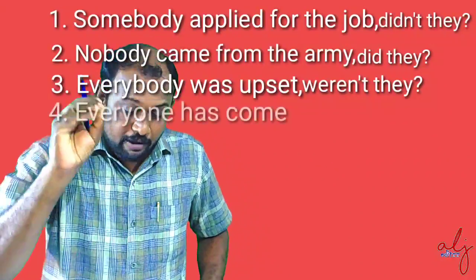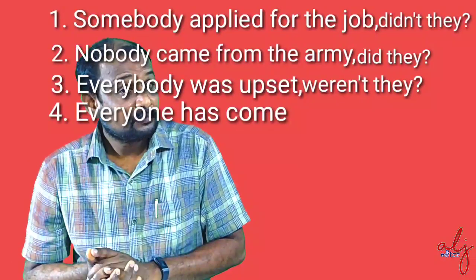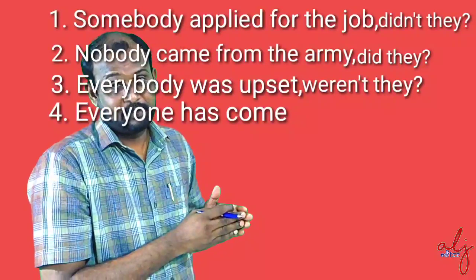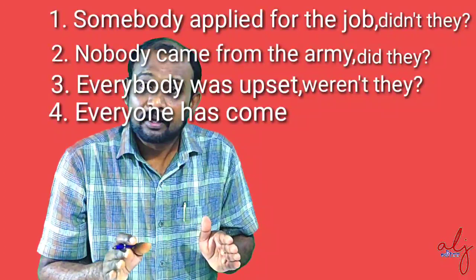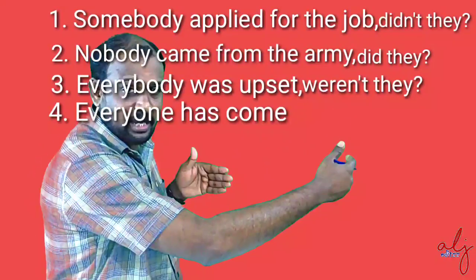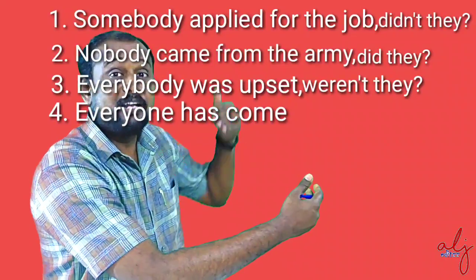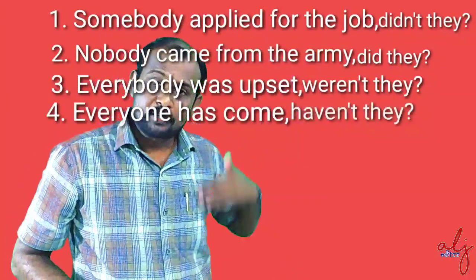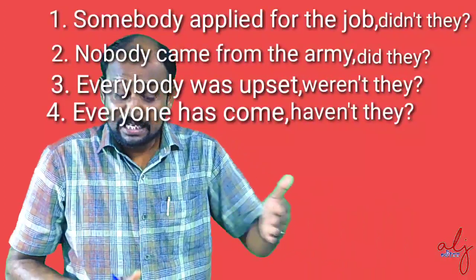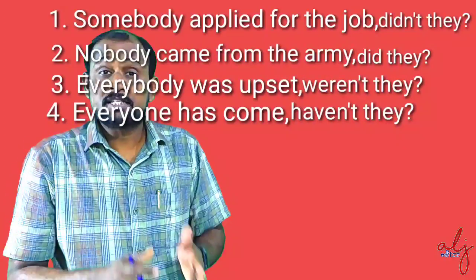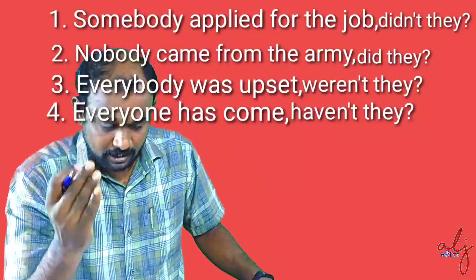Next, everyone has come. The helping verb is has. It's a positive statement. If you write hasn't they, it is wrong. When we have they, has doesn't suit. You have to write have. Okay, haven't they. So convert was into were, has into have, in case of sentences beginning with somebody, nobody, everybody. Got the point? Everyone.